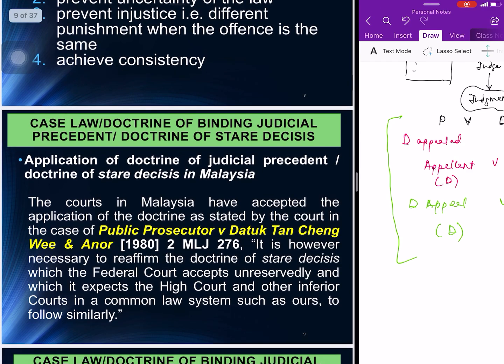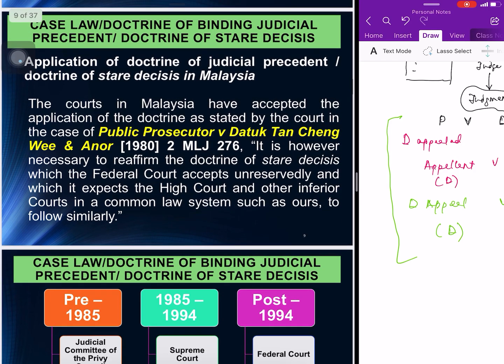So how is this precedent applied and accepted by the court? In the case of Public Prosecutor v Datuk Tan Cheng Wee, the court says that it is necessary to affirm the doctrine of stare decisis, which the Federal Court accepts unreservedly, and which is expected that the High Court and other inferior courts in the common law system should also follow the precedent.